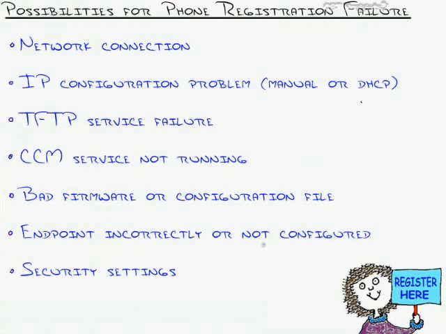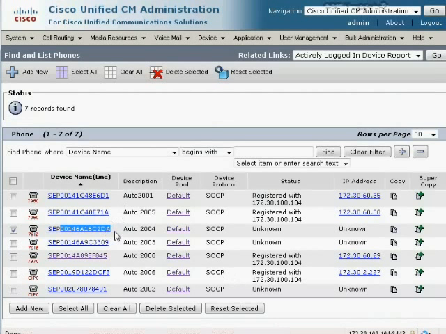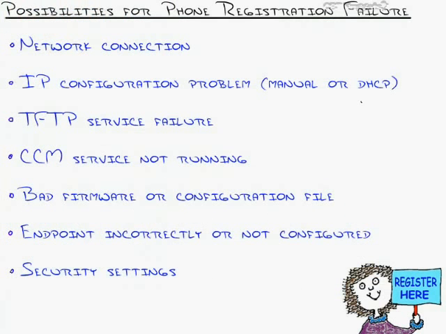Endpoint incorrectly or not configured. That's enough said. You go into the Call Manager right here. It's got a bad MAC address. It's incorrectly configured, or you don't have a phone configured for it. It's not going to register correctly. Or your security settings. You might have phones that have to manually type in a key to initially receive their certificate and their security. You might be typing the wrong key code, or the security just might be configured incorrectly for the cluster.